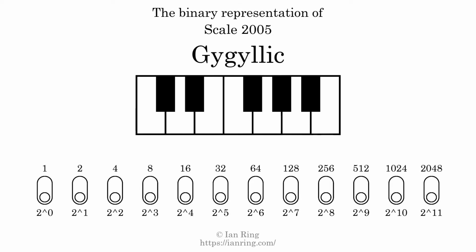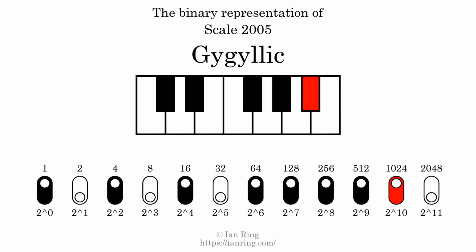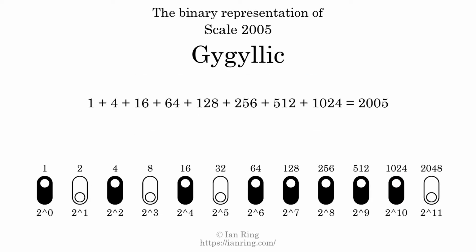The binary representation of this scale is determined by mapping tones of the scale to binary digits. Each binary digit represents a power of 2. To get the scale number, we add the powers of 2 together. The powers of 2 that are present in the scale, all added together, equals 2005. That is why the scale number, in decimal, is 2005.